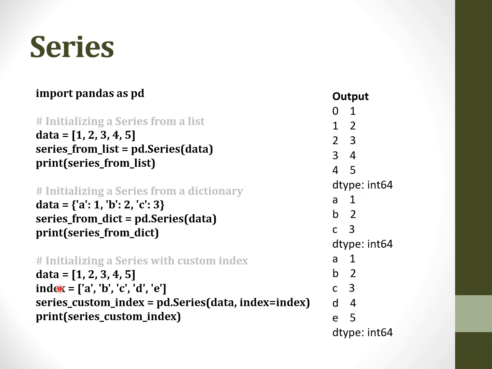Similarly, the third case is customizing the index. Data is given separately and index is given separately. You are creating a series with the data and the index. If you do so and print it, the first data will be mapped with the first index and so on. It will be printed like this. So this is how series works in pandas.